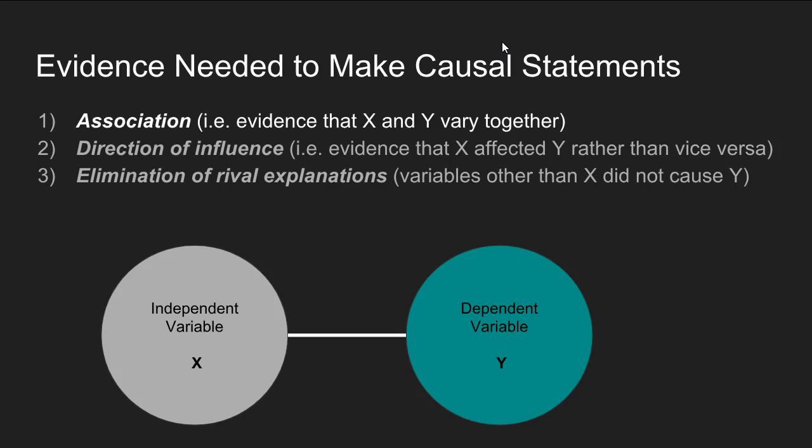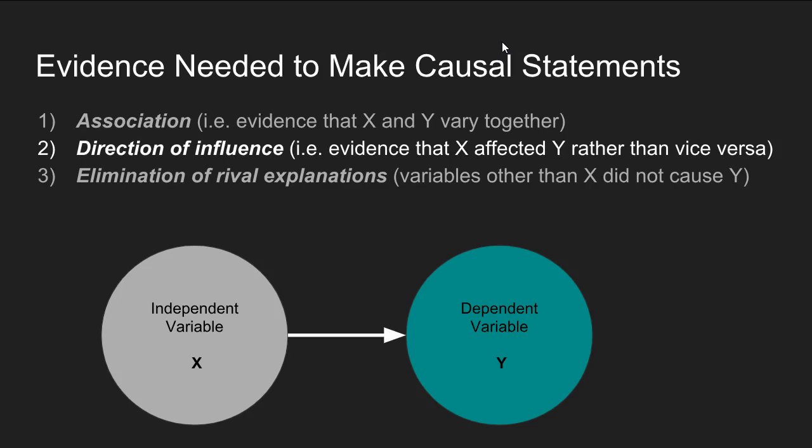The first of these, association, means that X and Y co-vary together. That is, the treatment variable is related to the outcome variable. The independent variable is usually referred to as the treatment variable. The dependent variable is usually referred to as the outcome variable. And association means that these two factors are connected to one another, that X and Y tend to vary together. But association alone is not sufficient to make a causal statement. The researcher must also establish two other things.